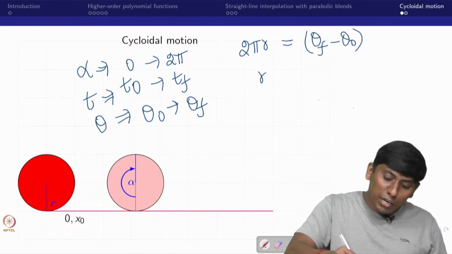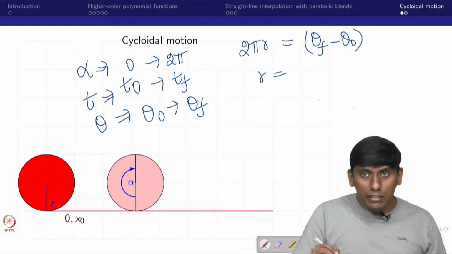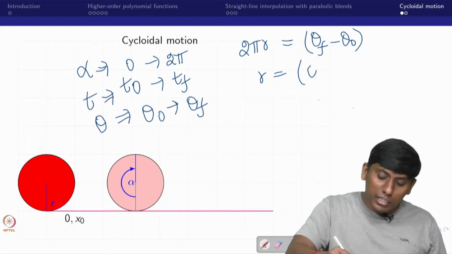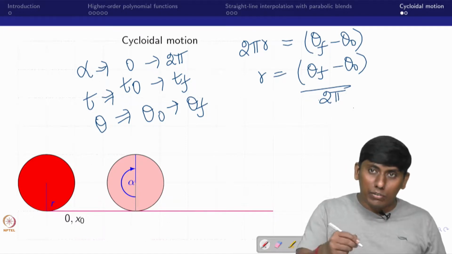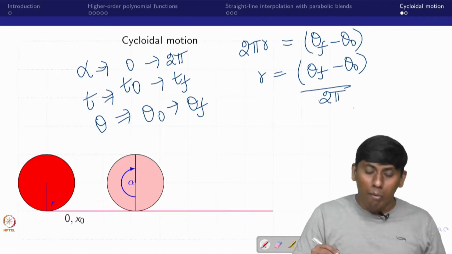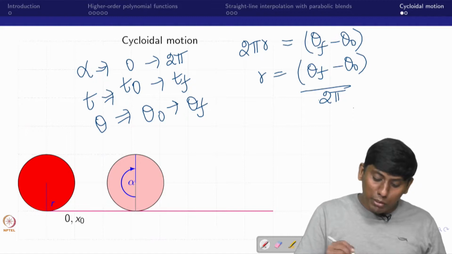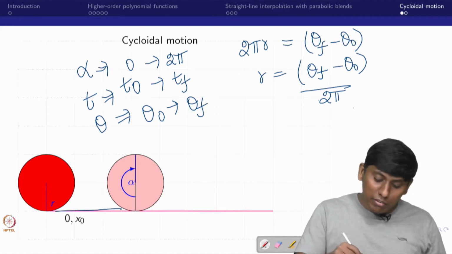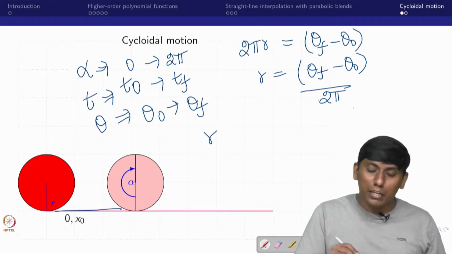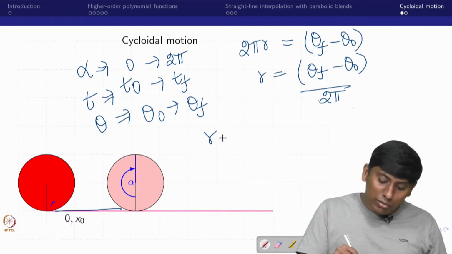So in that sense I can find the radius I can use, which is theta f minus theta naught, whole divided by pi. Then I can find further. I want to find out what would be the distance covered here. If I take any random point, the distance covered would be r alpha minus r sin alpha.